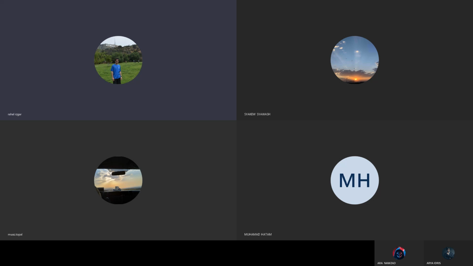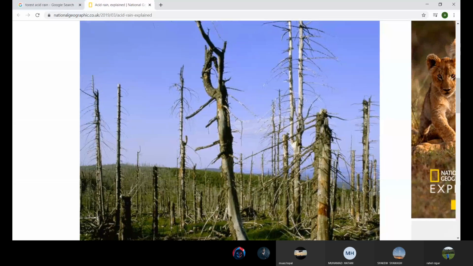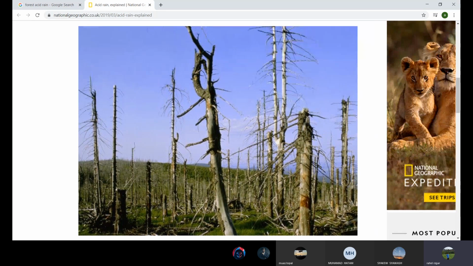Look at this figure. Sorry, not this one. My bad. This one. Look at how this forest has been changed due to acid rain. Everything is dry now. That's all occurred due to acid rain.